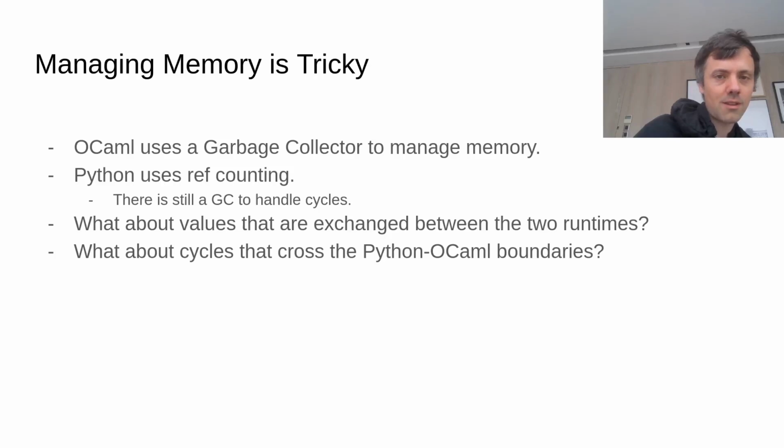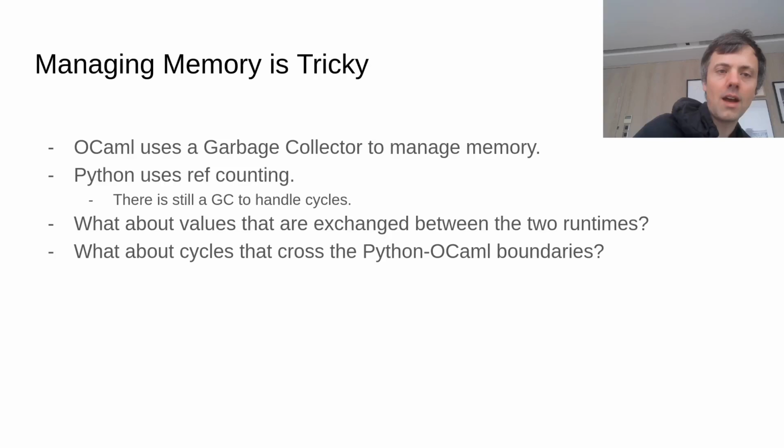However, there is a tricky part when it comes to cycles that cross the Python OCaml boundaries. Such a cycle would be a Python value that has a reference to an OCaml value, and this OCaml value has a reference back to the same Python value. In that case, the Python runtime cannot decide to collect the thing on its own, because for the OCaml value, it knows that it has some reference count that is one, and it's the end of the pointer that it can see. So the Python GC cannot do anything.